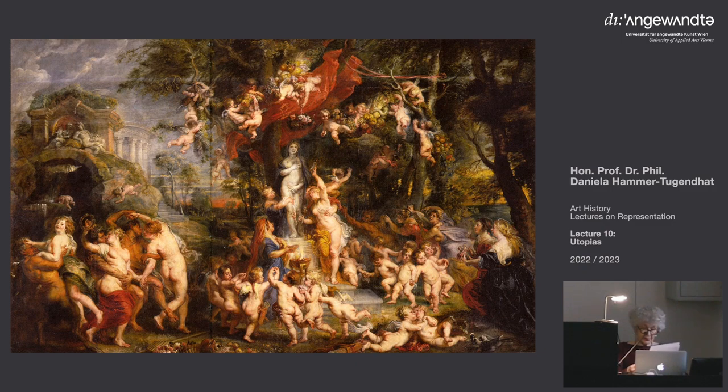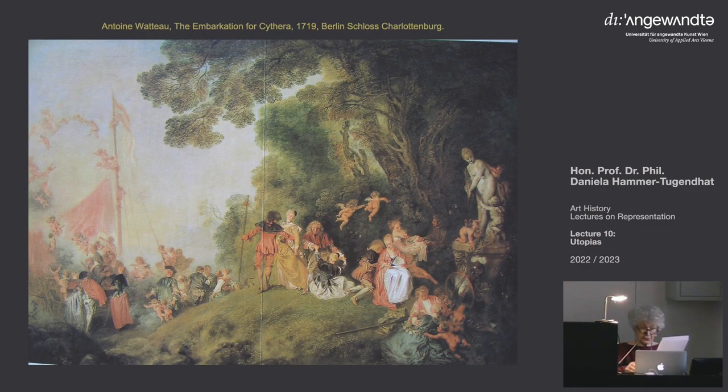The 18th century French painter Antoine Watteau places real aristocratic society dressed in courtly fashion in a natural setting. In his painting entitled The Embarkation for Cythera, the Island of Love, amorous couples are preparing to embark upon a journey to the island of Venus. This too is a utopian vision.